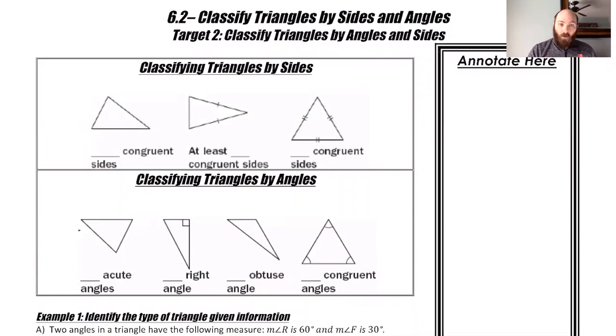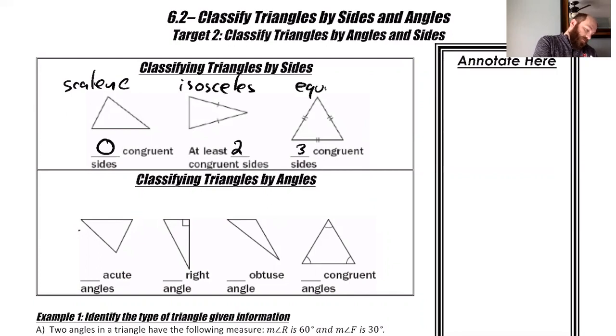So we have three types for when we classify triangles by sides. If we have zero congruent sides, that is called a scalene. If we have at least two congruent sides, that is isosceles. And then if we have all three that are congruent, that's an equilateral. Okay. And just like I mentioned on the previous video, notice how it says at least two congruent sides. That means technically speaking, an equilateral triangle does have at least two congruent sides if all three are congruent. So an equilateral is also considered an isosceles, but an isosceles may or may not be an equilateral.